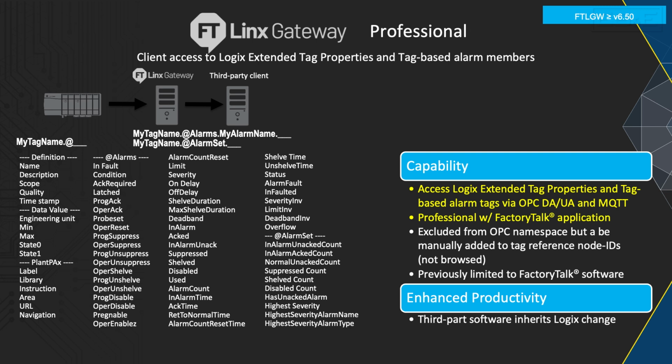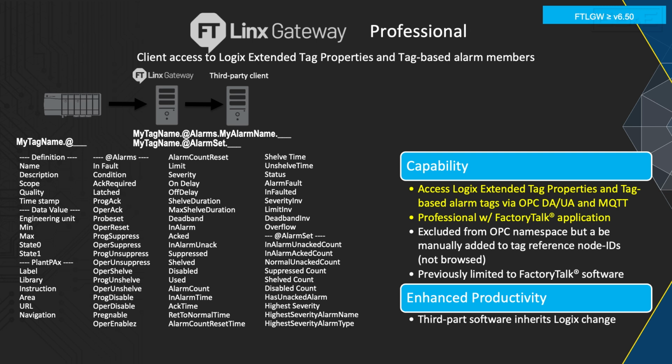Because this allows you to define all that information at the controller. Well, I'm using Ignition. I would love to be able to get access to that data, right? How do I do that? FactoryTalk Link Gateway Professional now provides the ability for you to see Logix extended tags and properties via OPC UA, DA, or MQTT. You just have to be using the Professional version.